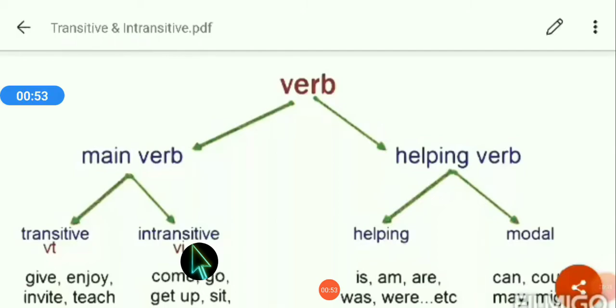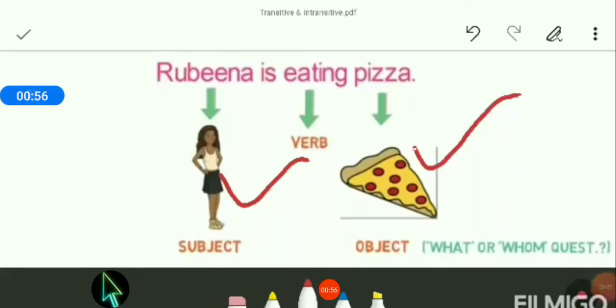Now let us learn more about transitive verbs. Let us learn transitive and intransitive verbs with the help of this example. The example is: Rubina is eating pizza. Here Rubina is our subject, eating is our verb, and pizza is our object. What is the role of the subject in any sentence? Subject is the doer of action, the person or thing who is doing something.